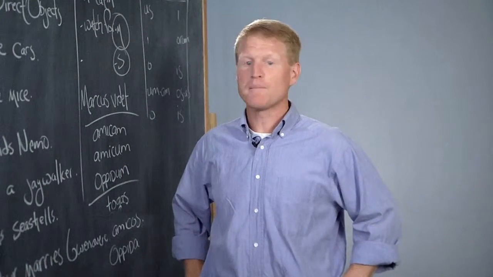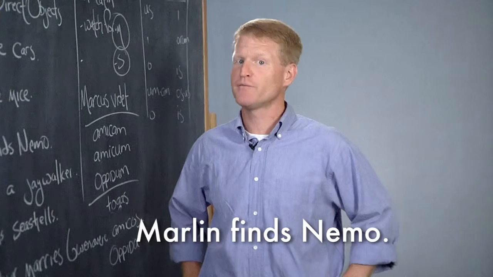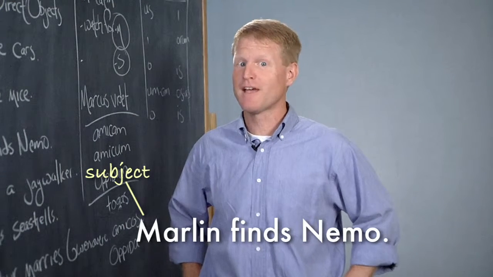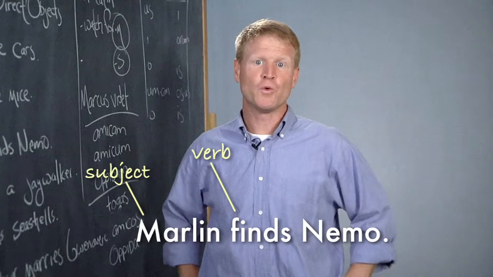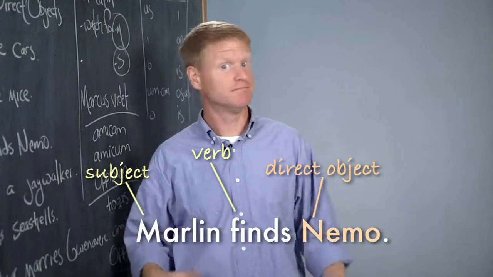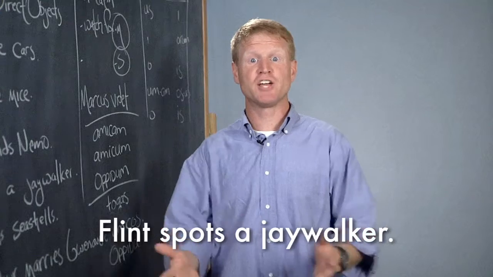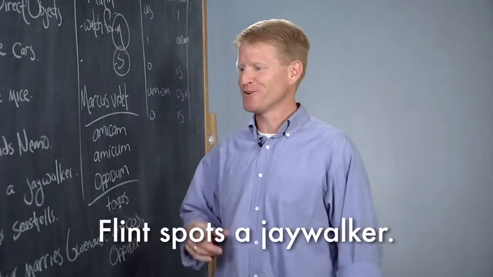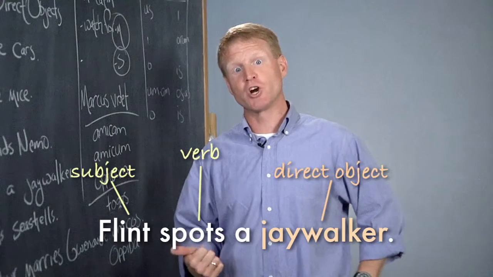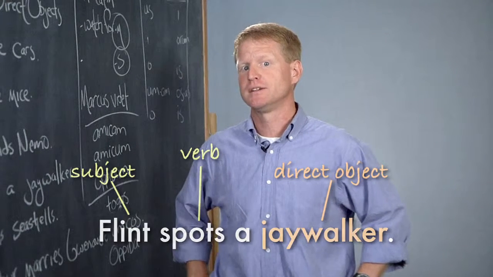Marlin finds Nemo. Remember Marlin? What was his job in Finding Nemo? To find Nemo. Marlin is the subject. Find is the verb. What's the direct object? What receives the action? Nemo received the action. He's the direct object. Marlin finds Nemo. Flint spots a jaywalker. Cloudy with a Chance of Meatballs. Subject, Flint. What did he do? He spotted. What did he spot? A jaywalker. A jaywalker is someone who's crossing the street in the wrong place.